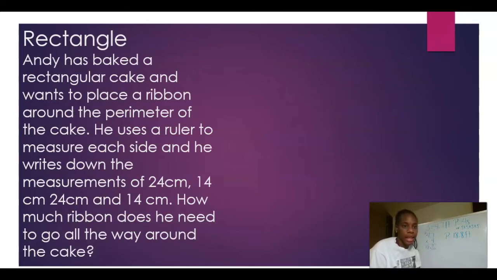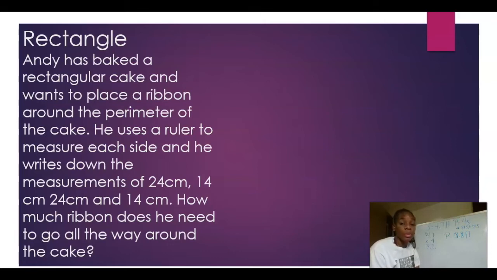So it says, Andy has baked a rectangular cake and wants to place a ribbon around the perimeter of the cake. He uses a ruler to measure each side and he writes down the measurements of 24 centimeters, 14 centimeters, 24 centimeters, and 14 centimeters. How much ribbon does he need to go around the cake?